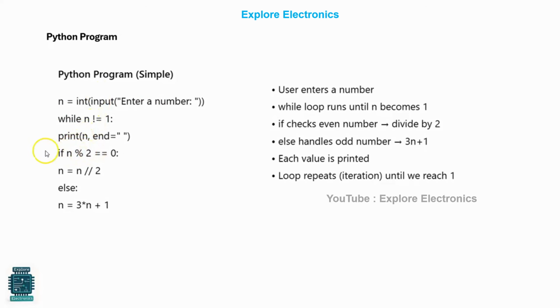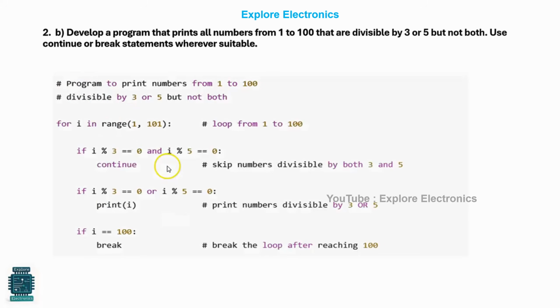After that, it will check whether the number is even. If it is even, it will divide by 2, or else, which is odd, it will do 3 into n plus 1. Clear? Let us go to the next question.